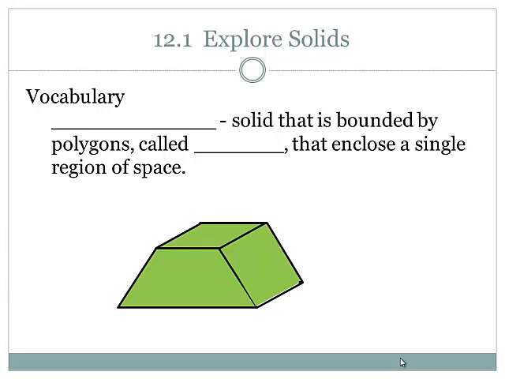For 12.1, we are going to be working on exploring solids. So in this chapter, we're going to be doing volume and surface area. So first, let's look at some of the solids we're going to be looking at. Starting with a little bit of vocabulary, a polyhedron is a solid that is bounded by polygons, called faces.